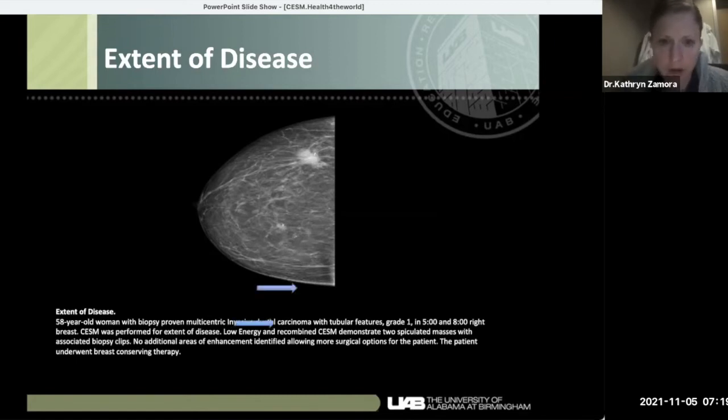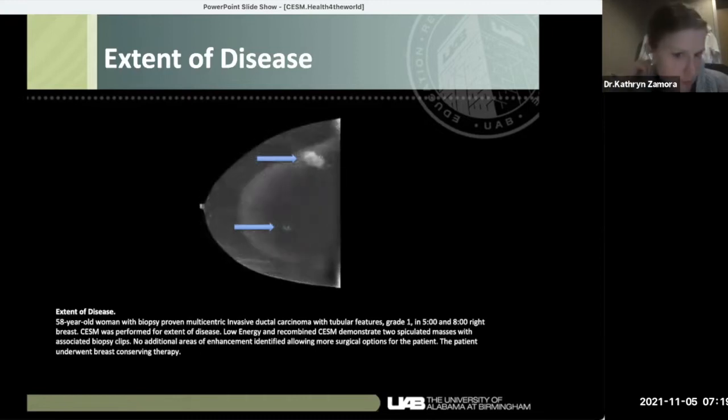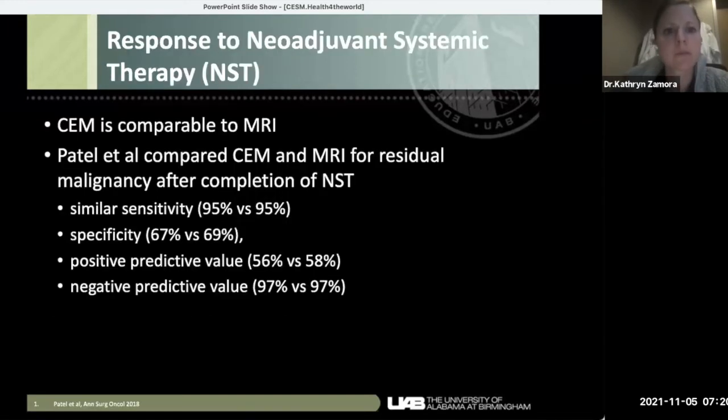She was unable to have MRI, so we did a contrast enhanced mammogram. And here you can see on the right CC view, you see 2 spiculated masses. Both have biopsy markers. And on our contrast enhanced recombined images, you can see that the masses enhance appropriately as you would expect for invasive ductal carcinoma with the associated biopsy markers, but there's no additional enhancement in these areas, and she was able to undergo breast conservation therapy.